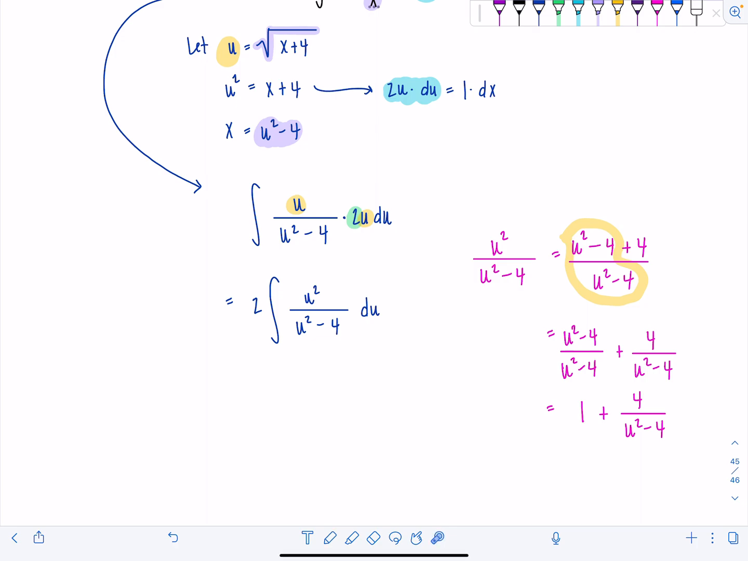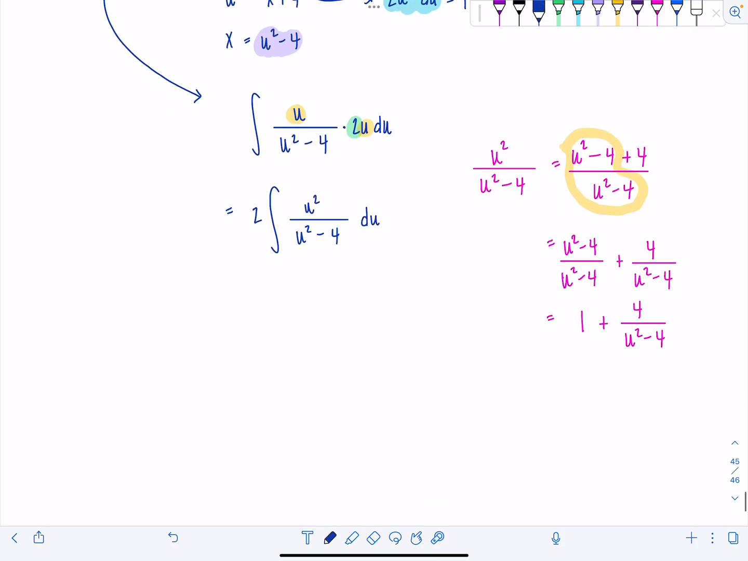And typically when I do this, I don't write all of this out. I've done it enough times where I can just kind of jump to the next step in my integral. So we've got 2 times the integral of 1 plus 4 over u squared minus 4 du.